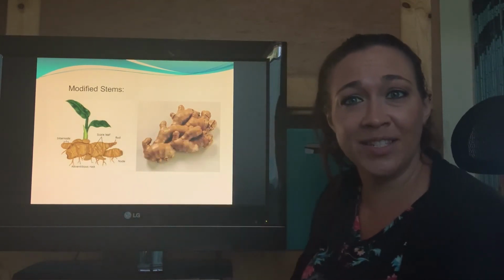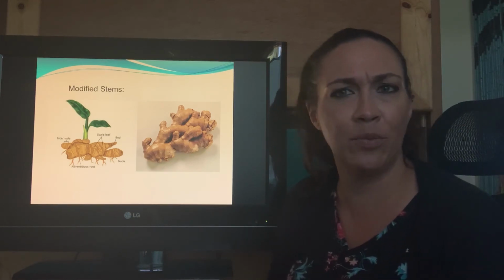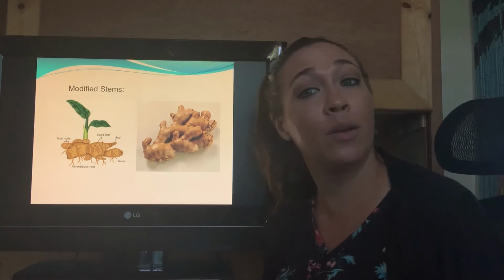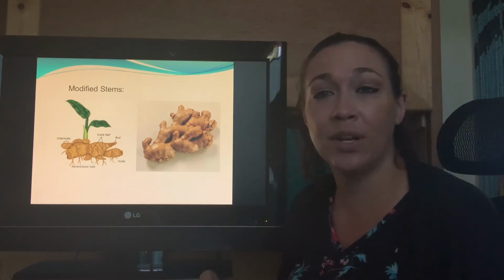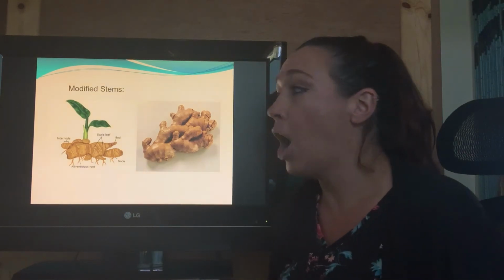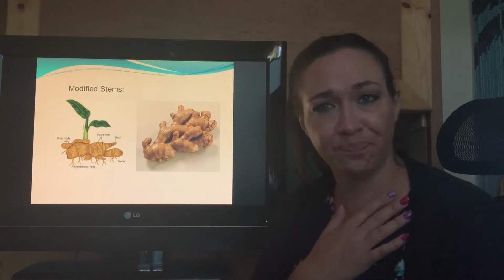And that's the ginger. And that's actually what you eat and really good for you. Apparently eating raw ginger is really amazing for you, but it tastes terrible. So good luck with that. But yeah, so you can have modified roots like these guys right here. You can have modified stems like these guys right here. All super useful for us.